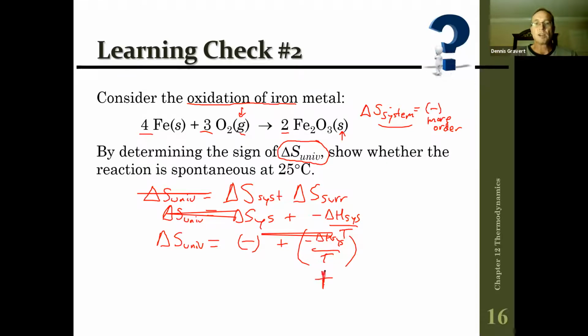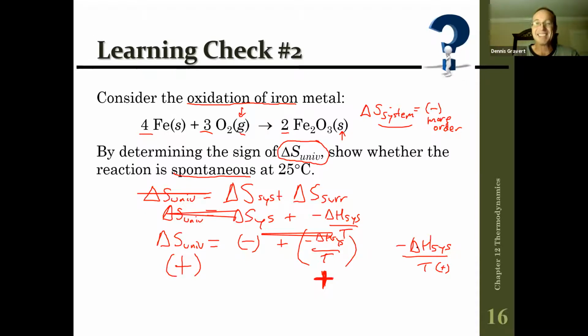This must be a really big positive number. So you have a large positive and take away a small negative. You need this side to be positive. The entropy of the universe must be increasing in order for this to be spontaneous. And T, the temperature, must be in Kelvin, which means Kelvin temperatures are never negative. So if you look at this term and ask what the algebraic sign is, the T is always positive.